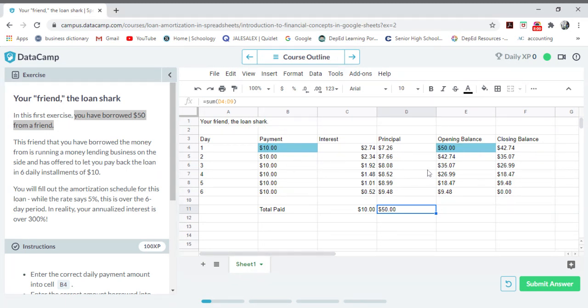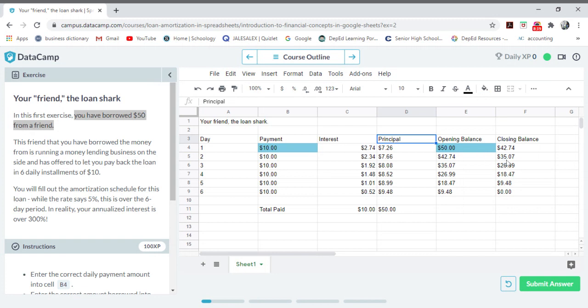But what have you noticed? Just imagine doing this one. You will pay it and you will have 42.74 because $50 minus 7.26 is equal to 42.74. And that's why in your module there is a formula: opening balance minus principal. So this is your opening balance and this is your principal.